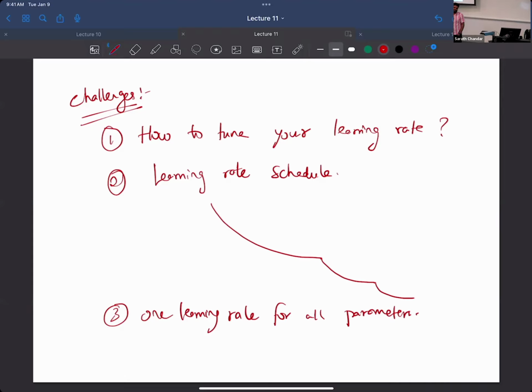Can someone tell me why it's a no? Why is it not a good idea to have the same learning rate for the weights of all the 10 layers of a neural network? What is a better strategy? If I want to come up with a heuristic for choosing learning rates, how should I choose the learning rate for the first layer, second layer, third layer, all the way to 10 layers? Yeah.